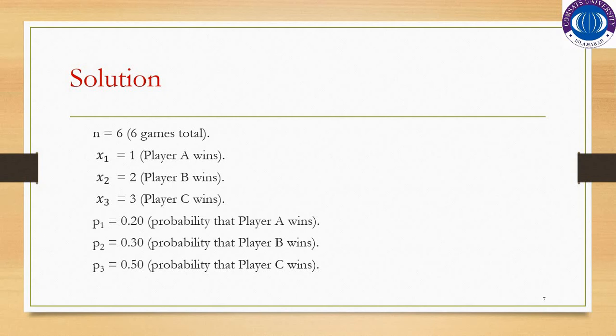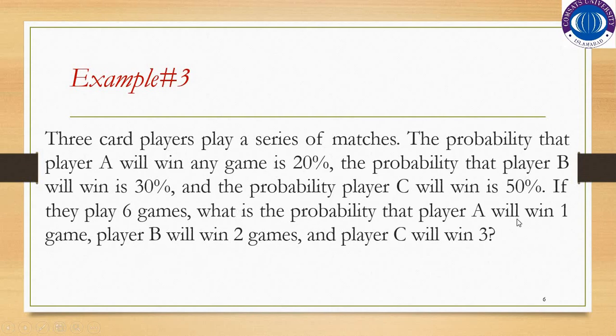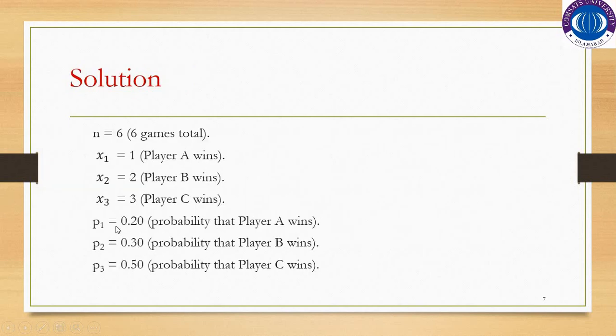So here we can see that we have a total of 6 games. X1 is 1, X2 is 2, and X3 is 3. Player A wins 1 time, player B wins 2 times, and player C wins 3 times. What is the probability that A will win 1 game, player B will win 2 games, and player C will win 3 games? So X1 is associated with A, X2 is associated with B, and X3 is associated with C. And P1 is associated with player A to win, P2 is associated with player B to win, and P3 is associated with player C to win.